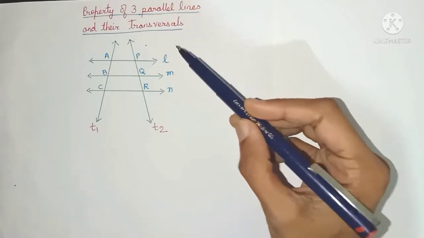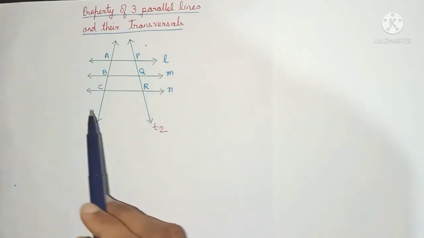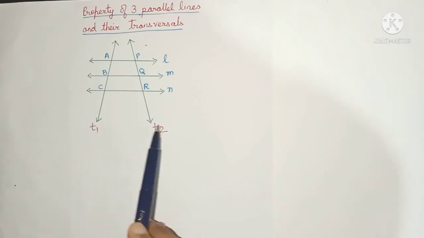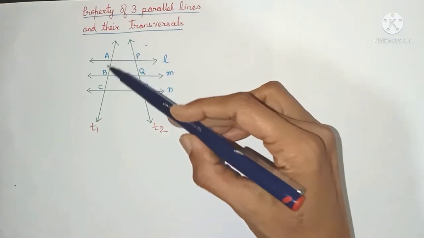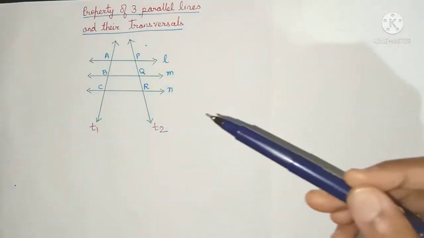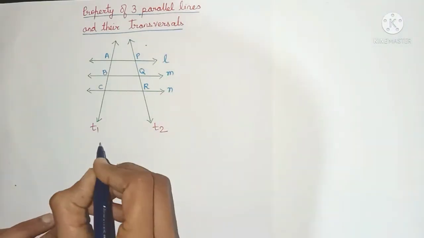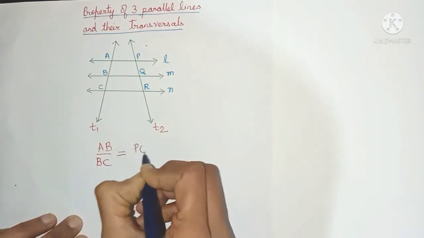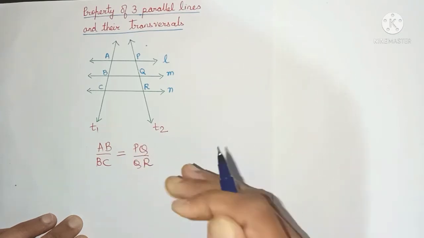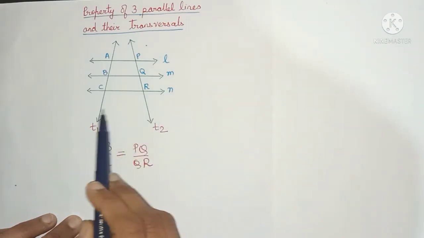Now friends, coming to this theorem, we have three parallel lines L, M and N which are passing through two different transversals T1 and T2. Then the ratio in which these parallel lines divide the first transversal is the same as the ratio in which they divide the second transversal, which means AB upon BC is equal to PQ upon QR. This is the property relating the three parallel lines and the transversals.